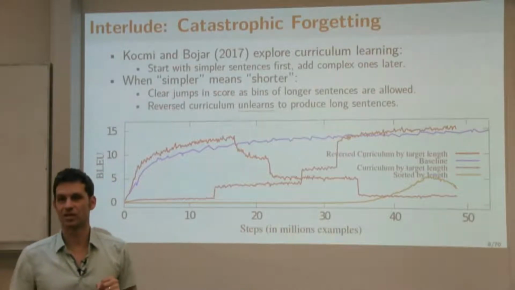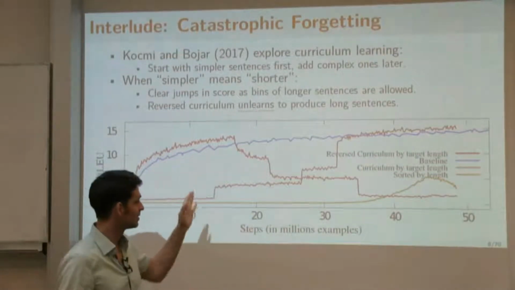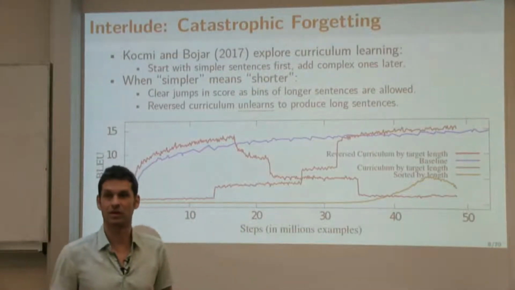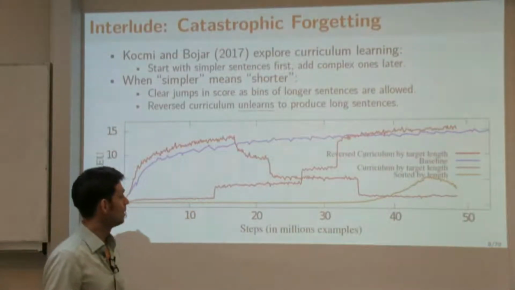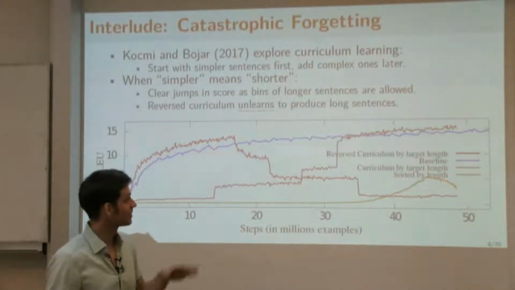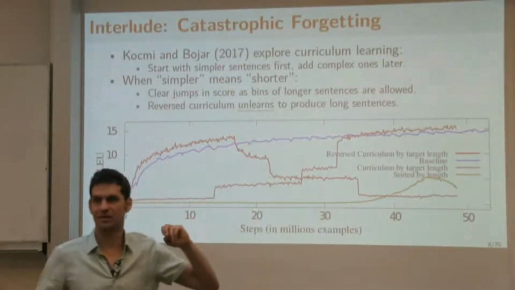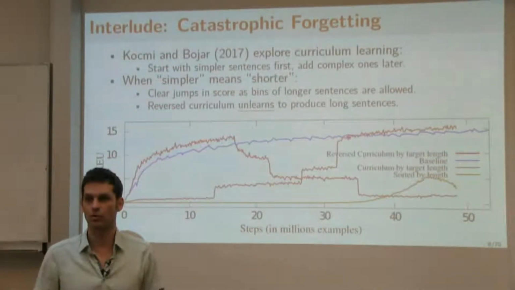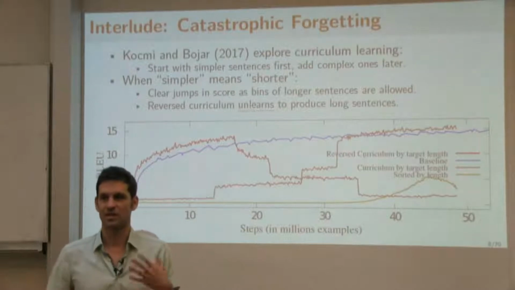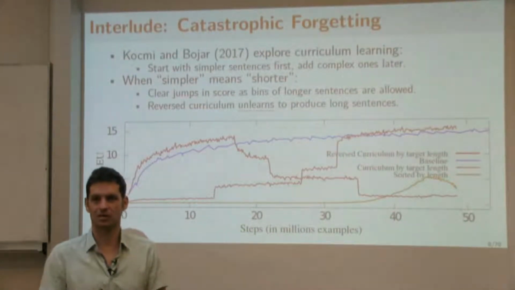But then the interesting observation is that as we were closing the buckets, as we were prohibiting sentences beyond a certain length, the model actually unlearned to produce long sentences. So this is catastrophic forgetting. At the end of the training, the system was able to produce only very short sentences. It produced sentences as long as the last batch was, not as long as the source sentence is.